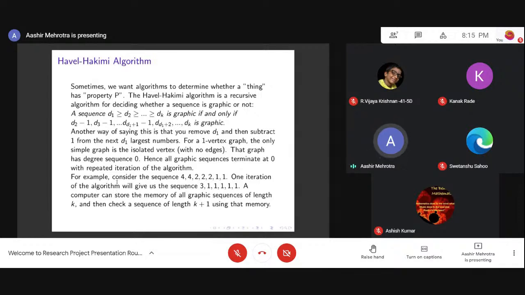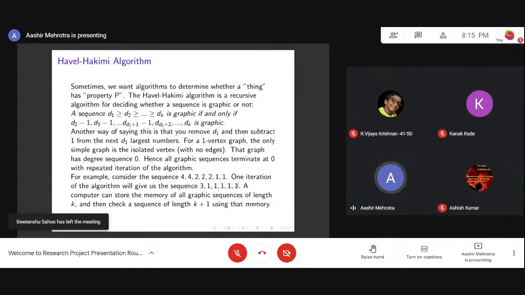But for example, consider the sequence 4 4 2 2 2 1 1. One iteration would give us: we remove d_1, which is 4, and then the next four largest numbers are 4 2 2 2. We subtract 1 from these four elements and get 3 1 1 1, and the 1 1 come over here. So a computer can store all graphic sequences of length k, and then for length k plus 1 it can do one iteration and check if that new sequence is graphic.